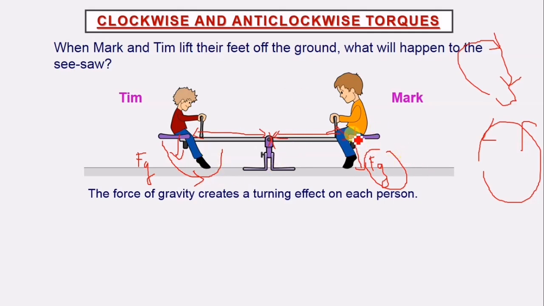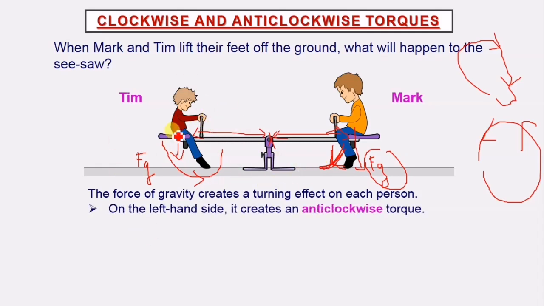Now let's see this one. Now only focus on Mark. Forget Tim. The force of Mark is down and the pivot is here. So this part of the seesaw is going to turn around the pivot. How is it going to turn? In this direction. See the arrow. So is it clockwise or anti-clockwise? Imagine the clock when it works. Is it the same direction or opposite? The same, right? So this is clockwise. So first, when you have more than one force, you study each one alone.